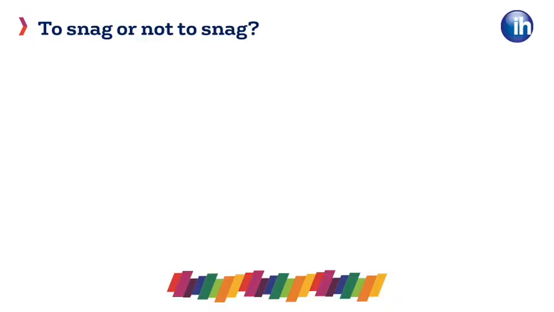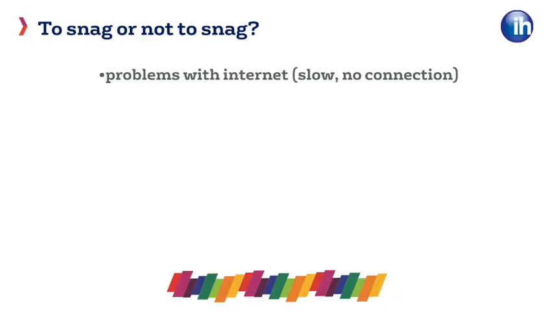So you might be asking yourself, to snag or not to snag? Well, first thing is there may be a problem with the internet. It could be slow or you might not have a connection. Other things that can happen are videos might disappear over time, or they might change them. You may lose a link. You may not keep it as you thought you had, or you might send it in an email that you later delete, and so you don't have it.